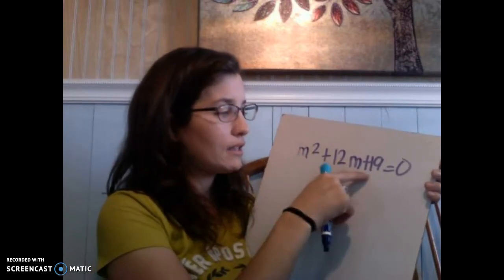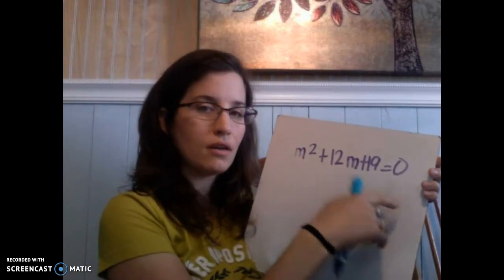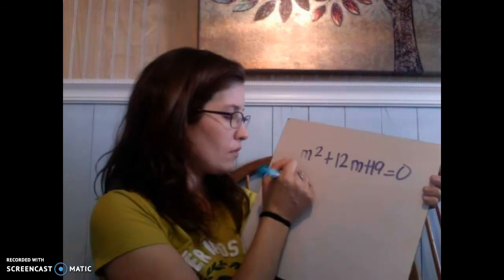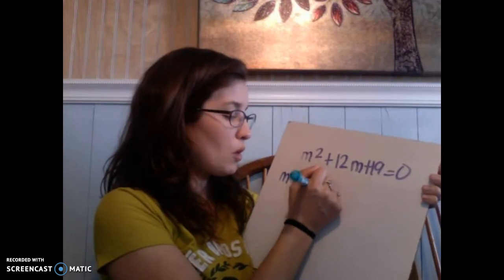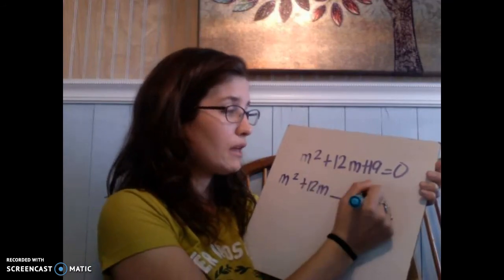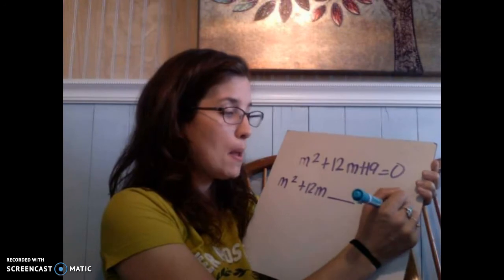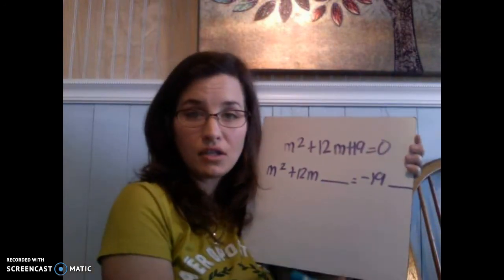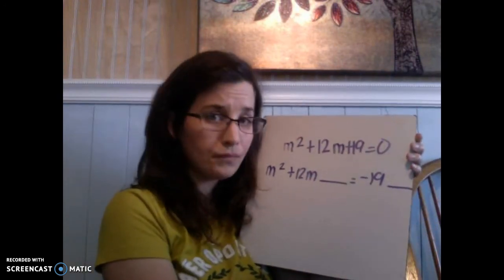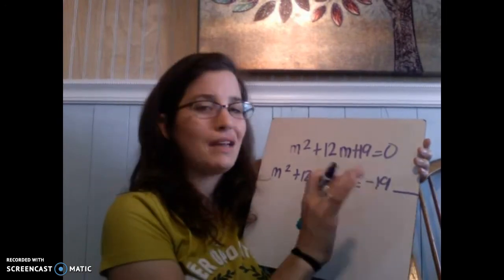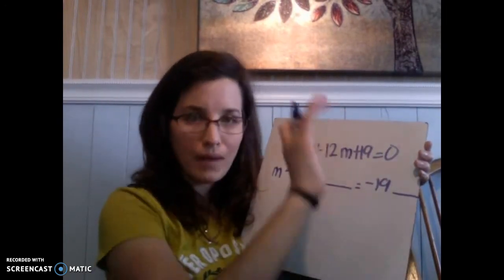All right, and next I need to move my c to the other side because I need to make room for the perfect square. m squared plus 12m blank is equal to negative 19 blank, right? I move the 19 to the other side by subtracting on both sides. I put that blank there so I don't forget to add the half b squared to each side.